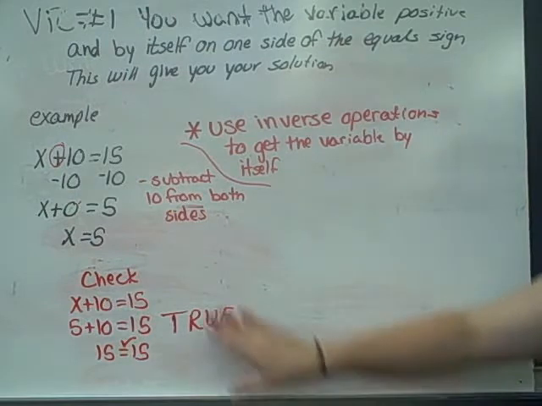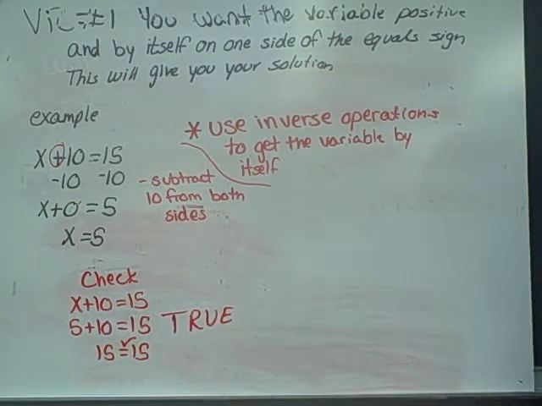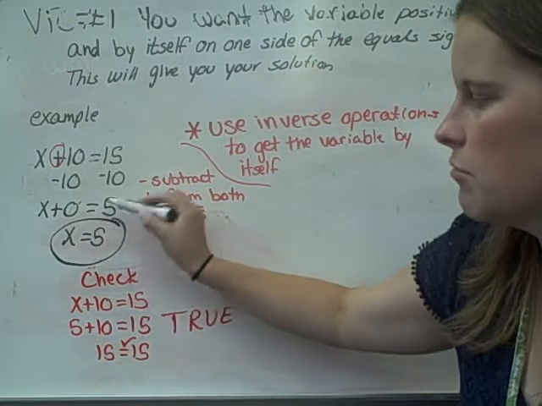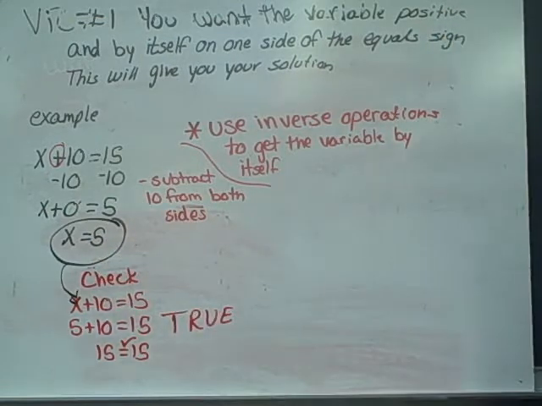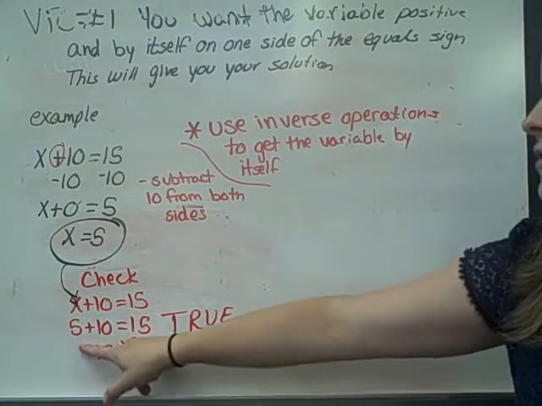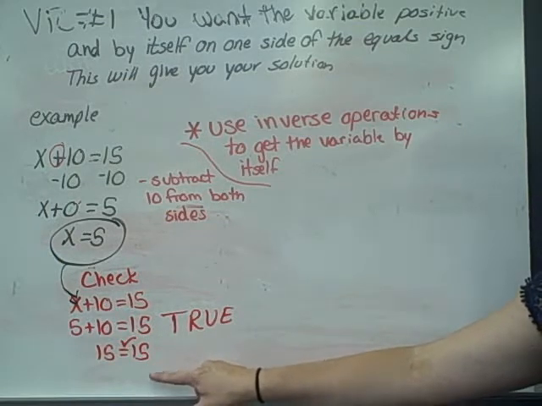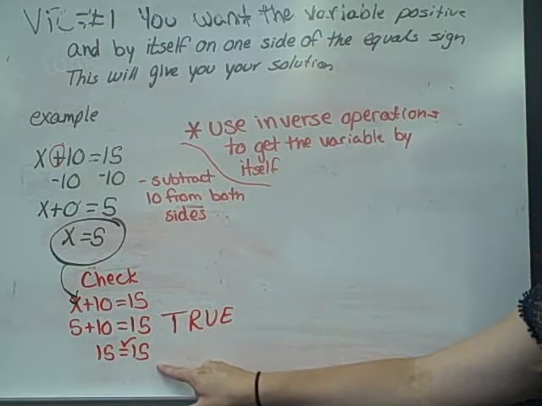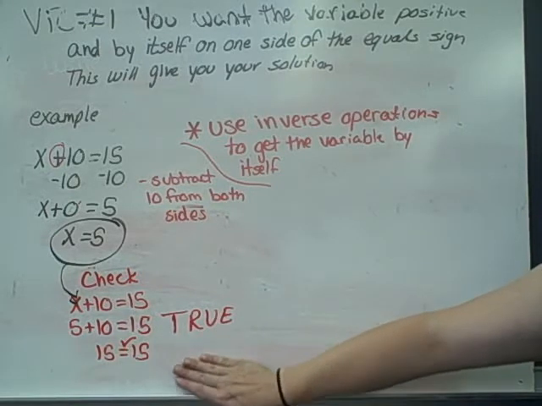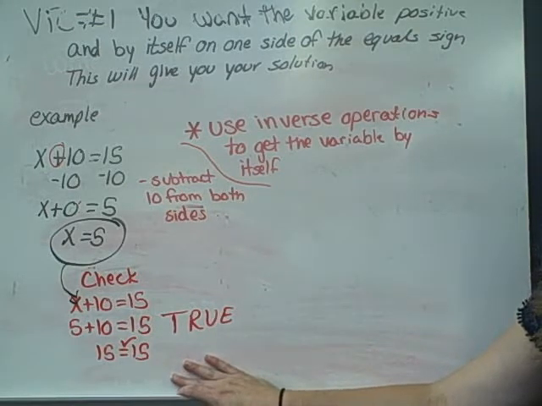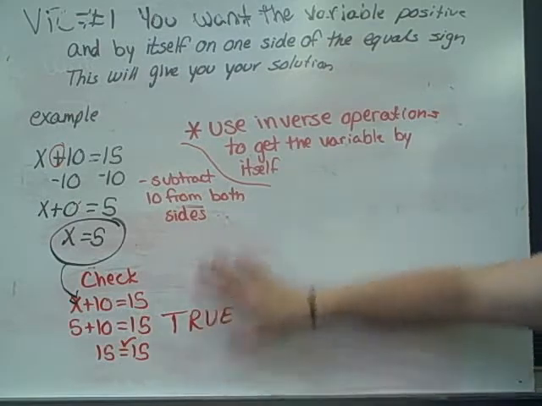Now, to check your answer, all you have to do is plug 5 back into the equation. So you write the original equation, plug 5 in and see if it equals. If it equals, then you know you are correct. If it does not equal, you have done something wrong. You need to check all of your answers so that you make sure that you get all the answers correct.